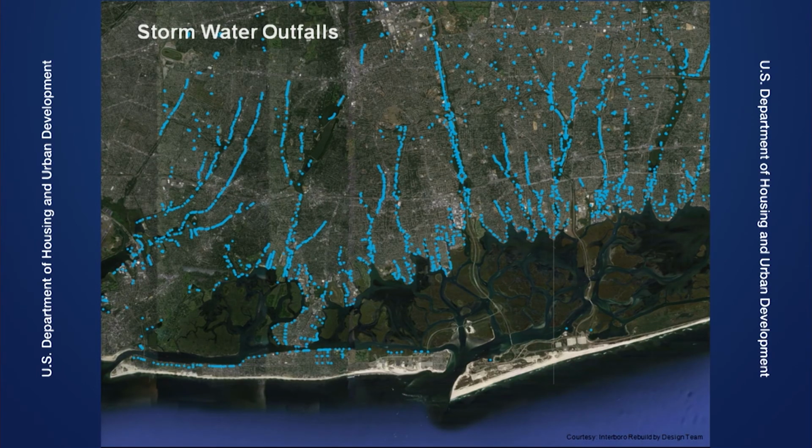However, to fully understand the problem of flooding, the Interboro team understood that they had to examine not just how water moves in the form of coastal surge, but how it falls from the sky and runs off the land. This slide maps the location of all of the stormwater outfalls in the area, which are concentrated in the natural arteries of streams and rivers.